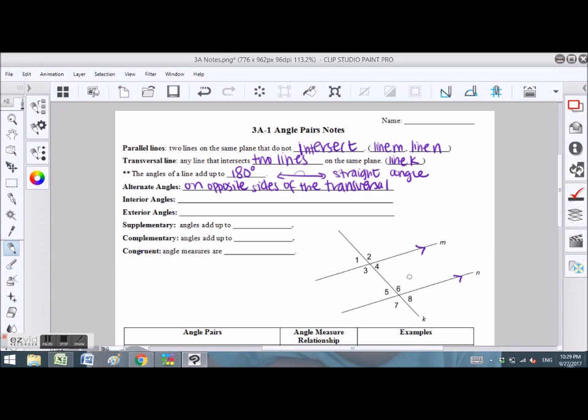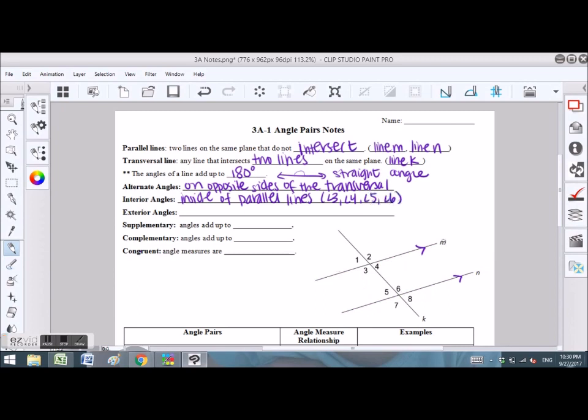Next one is interior angles, and if you know the word interior, like interior design, interior means the inside. So interior angles are on the inside of parallel lines. So first, it's helpful to identify where your parallel lines are. We have M and N, and so everything on the inside of these two lines. Imagine that these are the borders, and you want to see everything that's inside these two lines. So 3, 4, 5, and 6 would be interior angles. They're on the inside of the two parallel lines.